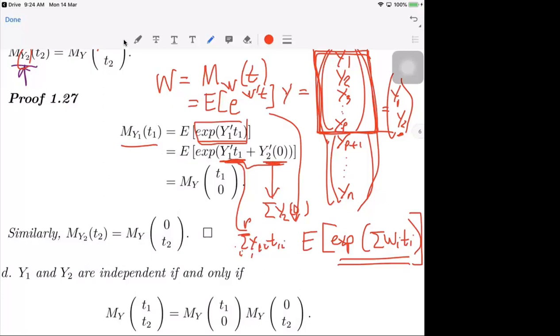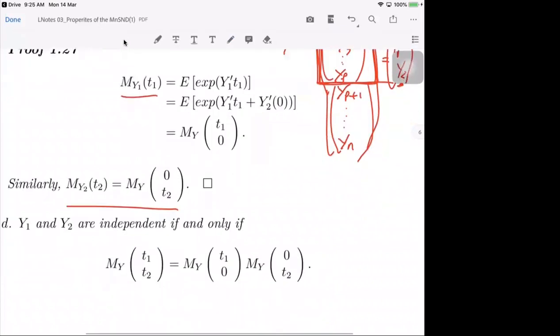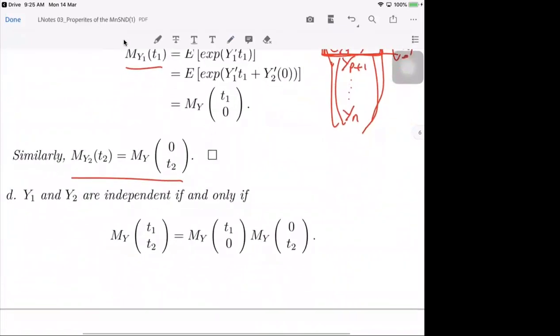But this is just the moment generating function of y when these terms here are just 0. Okay? You can do the same notations there for y2. So this is actually the marginals of partitions of vectors, the moment generating function of the marginals. Okay.